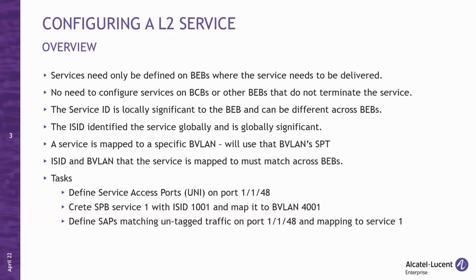Then we need to create the service. We will give it a service ID of 1, and we will map it to Backbone VLAN 4001 and ISID 1001. And we need to define the service access points that map untagged traffic received on port 1/1/48 to the service we just created. We will do this on nodes 6 and 8 to begin with.